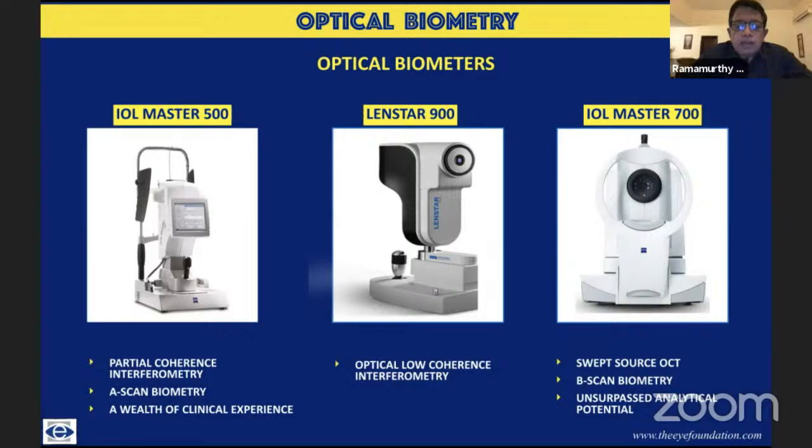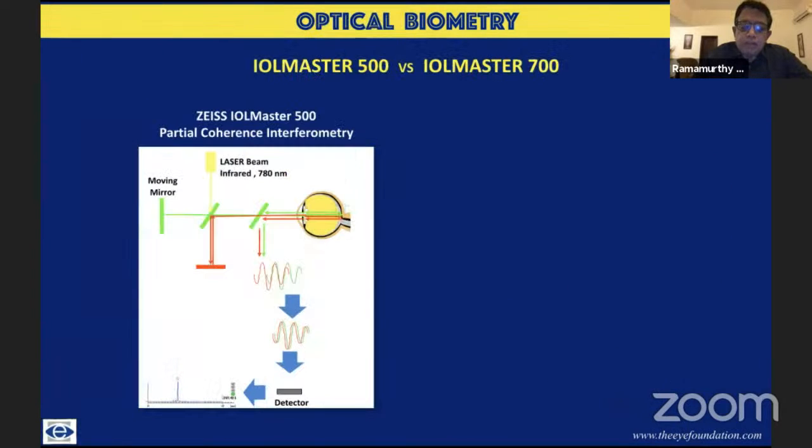My experience has been largely with the AIOS-Master 500 initially, which was based upon A-scan biometry, and it was the first optical biometer that became available. Today, almost we have completely shifted over to the AIOS-Master 700, which is based upon the Swept-Source OCT, and it's essentially a series of B-scan biometers.